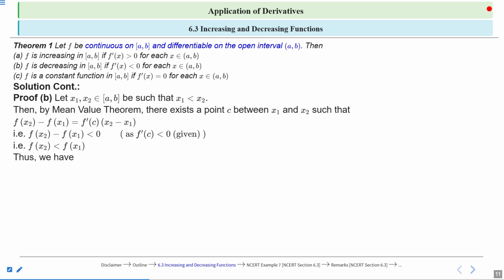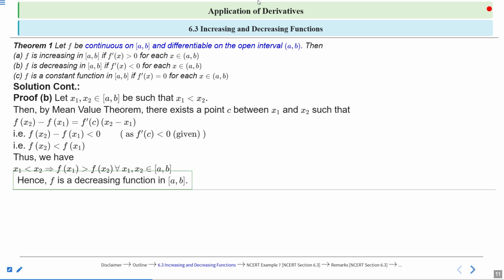Thus we have x1 less than x2 implies f(x1) greater than f(x2) for all x1, x2 belongs to (a, b). Hence f is a decreasing function in (a, b), okay? Hope it's clear to all.